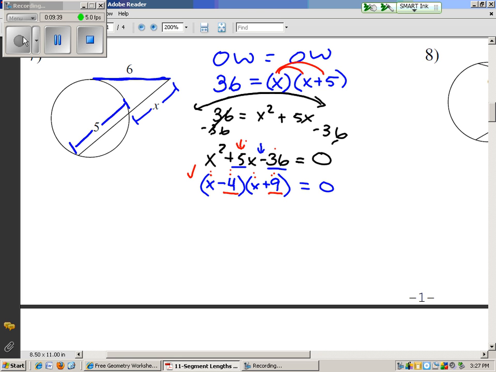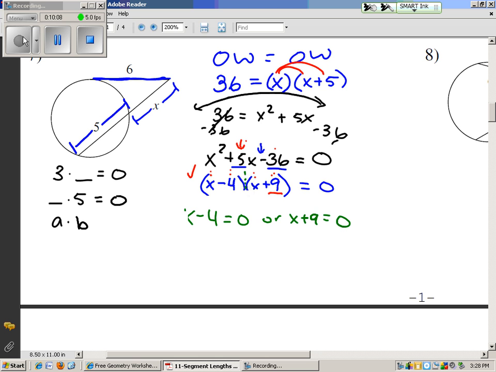Now for the next step. And some of your teachers may not explain why you're allowed to do this step. But we're going to split these two and say x minus 4 equals 0 or x plus 9 equals 0. And the reason we can do that is because if I told you that 3 times blank equals 0, and blank times 5 equals 0, and A times B equals 0, you could quickly see that 0 has to be involved. So one of these two has to be a 0. And therefore, I can write this statement that x minus 4 equals 0 or x plus 9 equals 0. And I'm going to solve it and get x equals 4 or x equals negative 9.